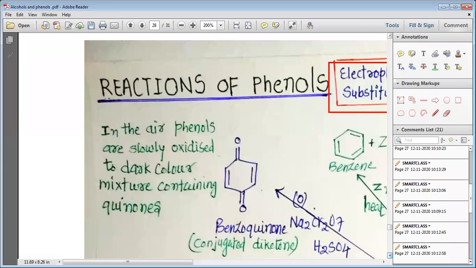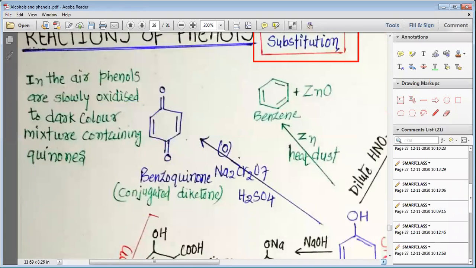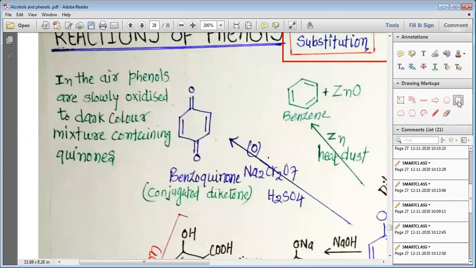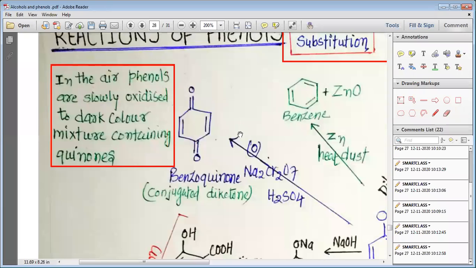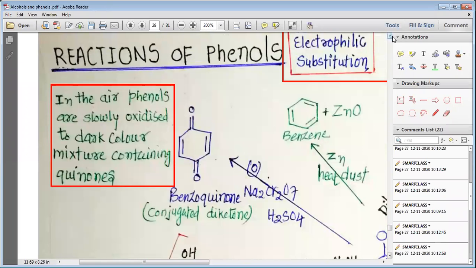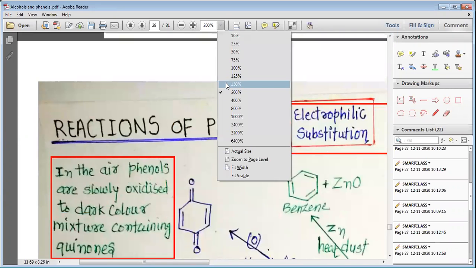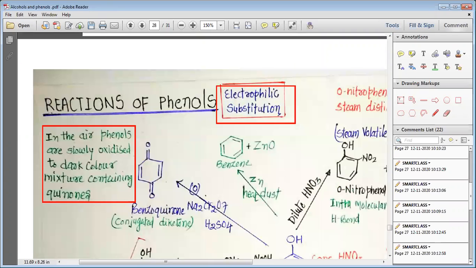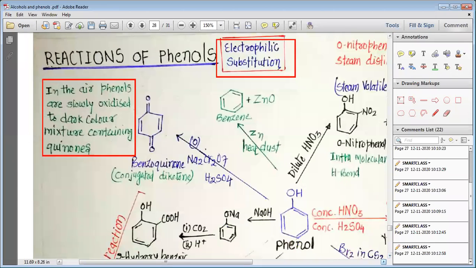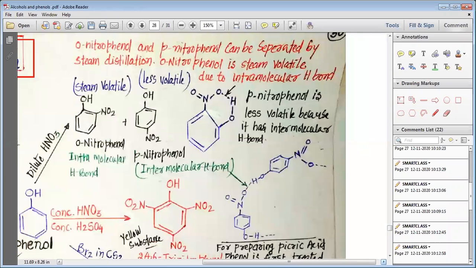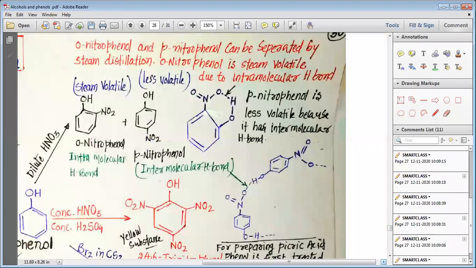Let us first study this point, which is very important to bring to your notice. Please pay attention that the reactions of phenol are mostly electrophilic substitution reactions. Now we will study each reaction of phenol one by one. So first we should study the nitration of phenol. Please pay attention, my dear students.